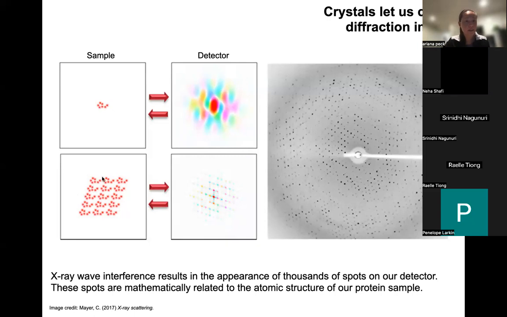And so if we have a crystal, once again, as I mentioned earlier, we'll get this constructive interference. So we get all of these discrete spots, as you can see right here on our detector. And then on the right, what's shown here is an actual diffraction image from a real protein crystal. And as you can see, all of these spots actually contain information about our protein structure inside of them. And so ultimately, that's what we'll be analyzing at the end.